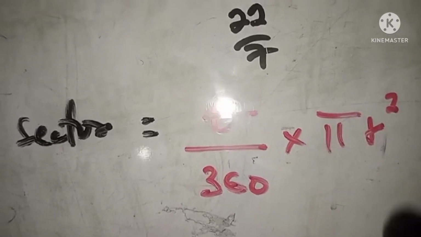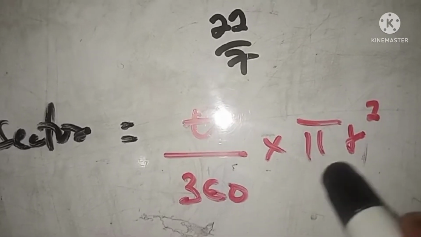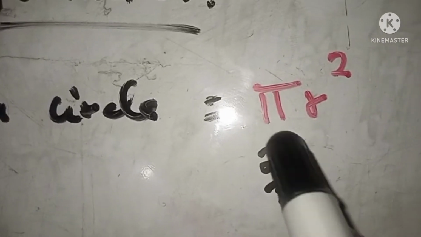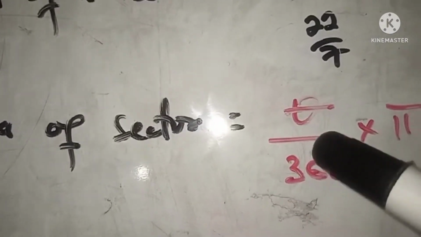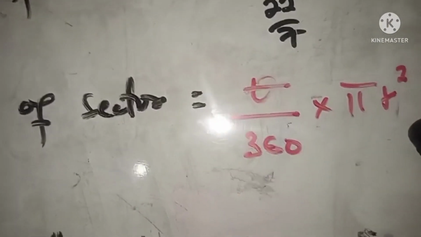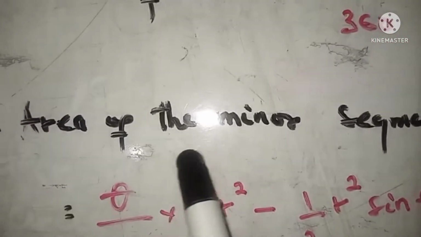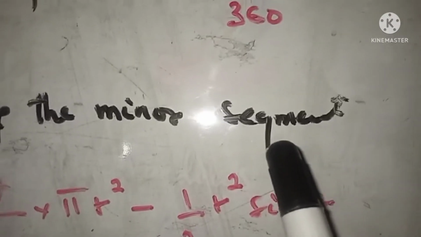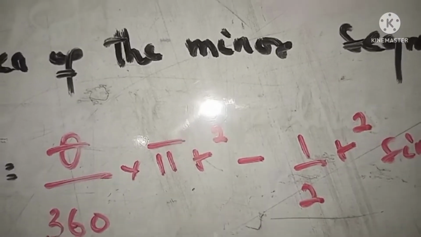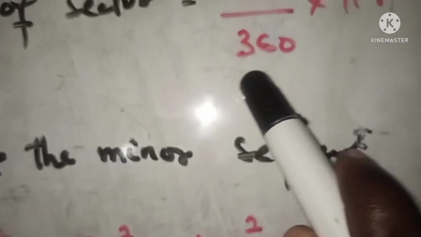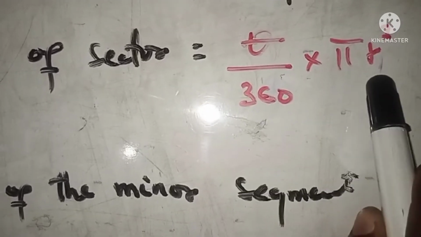Sometimes they can give you the area of the circle, so you can see that this is the same as the area of the circle. So the area of a sector is theta over 360 multiplied by pi r squared. Now the third one is the area of the minor segment. The minor segment of a circle, that is theta over 360 multiplied by pi r squared. I can see that this is just the area of a sector. Have you seen how easy it is to memorize the formulas here?